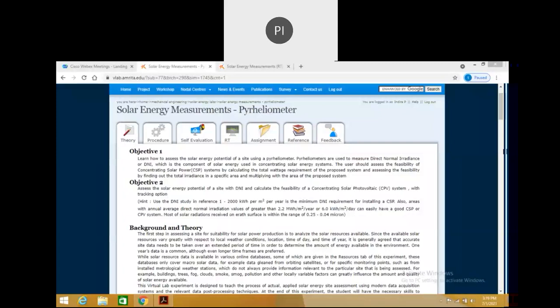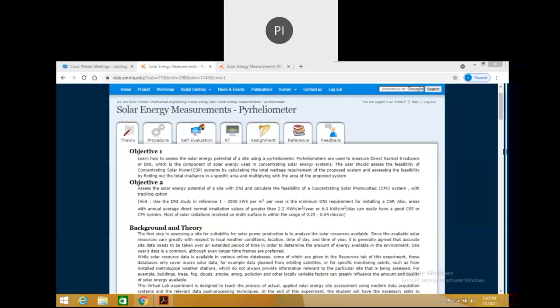Pyrheliometer theory part, I already explained in the previous meeting. Now, what are the objectives in doing this experiment? The first objective is to learn how to assess the solar energy potential of a site using a pyrheliometer.